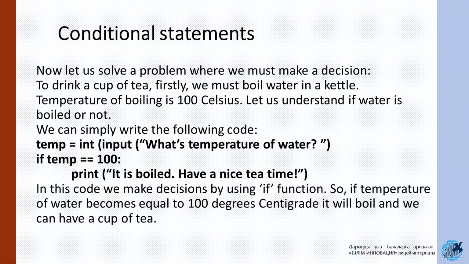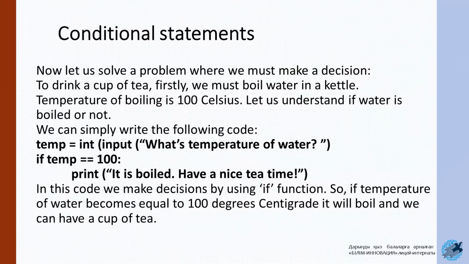Conditional statements. Imagine that we want to drink a cup of tea. To drink a cup of tea, firstly, we must boil water in a kettle. Temperature of boiling is 100 degrees. Let us understand if water is boiled or not. We can simply write the following code.